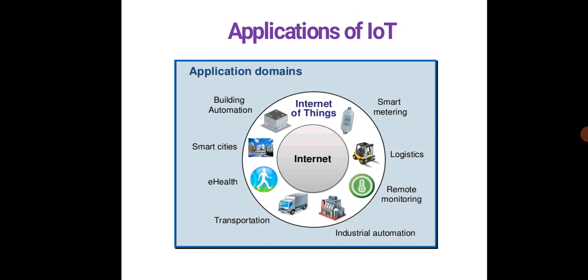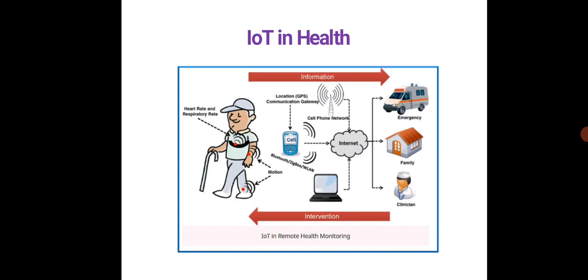So we have various application domains in IoT, starting with smart metering, logistics, remote monitoring, industrial automation, transportation, e-health, smart cities, building automation, and this is IoT in health, where the patient will be monitored, where advice could be given either to the particular patient or the caretaker.